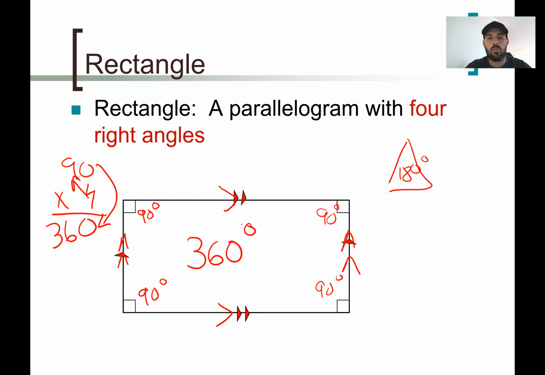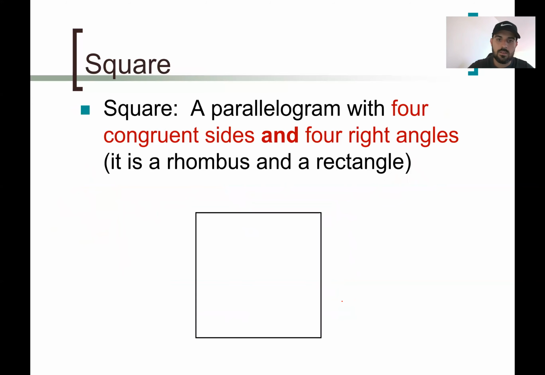So before we move on, a rectangle is a parallelogram because opposite sides are parallel and it has 4 right angles. In order for it to be a rectangle, it must always have 4 of these right angles. If it doesn't, if it has 3, then it cannot be one. All right. Next one. Now we have a square.